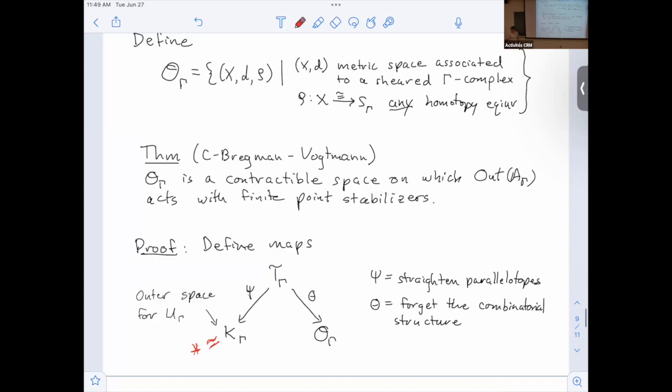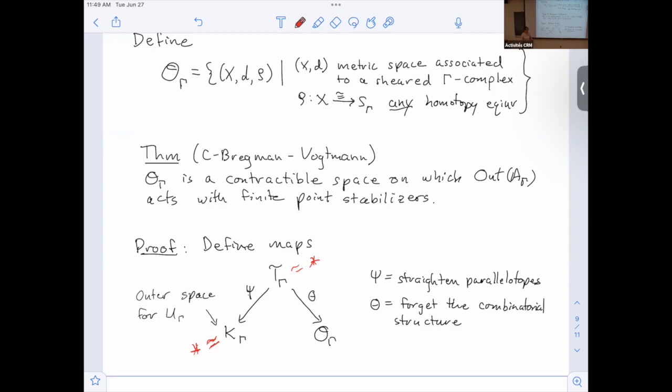So I claim that there are maps. T gamma is basically the same as K gamma, except that we allow our cubes to skew. So there's an easy way to map that back to our old one. It's actually a deformation retract, which is: straighten your cubes. There's a canonical way to take a cube that's been skewed and just straighten it. So it turns out that K gamma sits inside T gamma, and T gamma deformation retracts back onto K gamma. That's a homotopy equivalence, so this one's contractible. So that part's not hard. Okay, what about this?